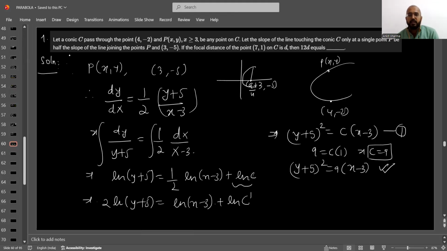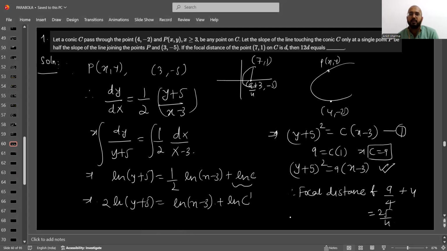So the focal distance is simply the abscissa of these 2 points, this plus this. Therefore, the focal distance of the point (7, 1) is going to be, one can directly write down, 9 over 4 and then plus this 7 minus 3, which is again 4. So this turns out to be 25 over 4.